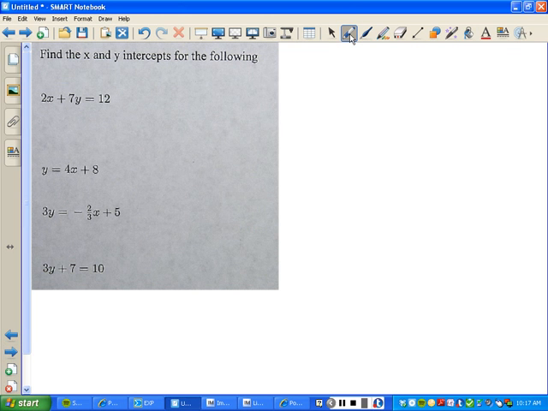All right. How do you find the X and Y intercepts? You plug in X is 0, you plug in Y is 0. That was the gist of what we talked about yesterday. At the end of class yesterday, that was where we were at. Plugging in X is 0, solving for Y. Plugging in Y is 0, solving for X.